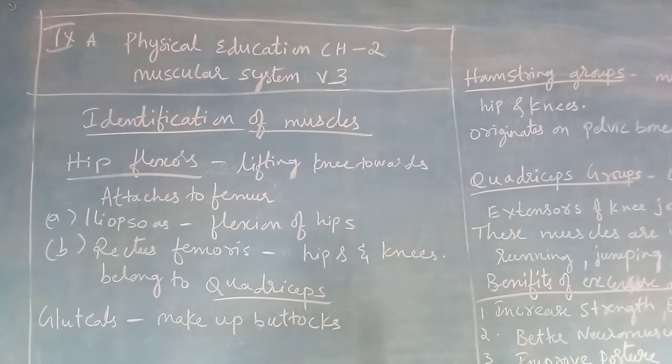Welcome back, children. We are going to continue with chapter 2 in physical education, that is the muscular system. Under that, we have started with the identification of different kinds of muscles while performing different types of movements or exercises. Under that, we have already discussed the biceps and triceps. So next is the hip flexors.